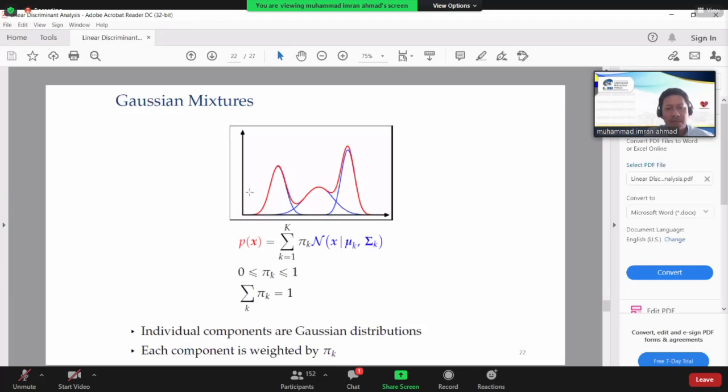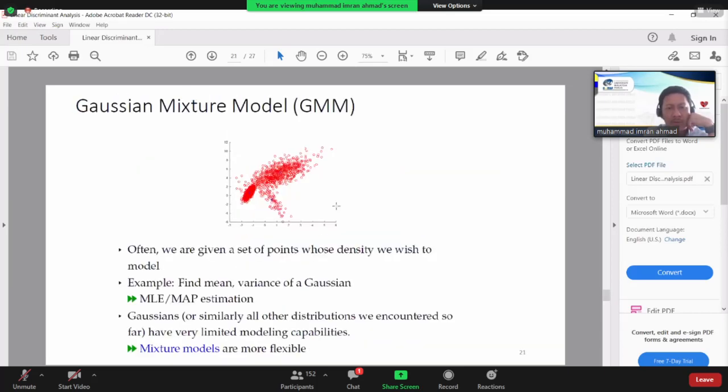And here is the magnitude that represents the weight of each of these Gaussians. For example, the weight here is 0.7 maybe, here is 0.1, and this is 0.2. The summation of the weights must be 1. The total of the weights must be 1. This is the idea of GMM. We'll come back to this.